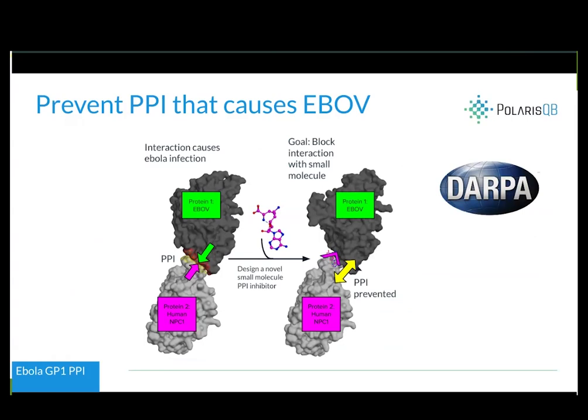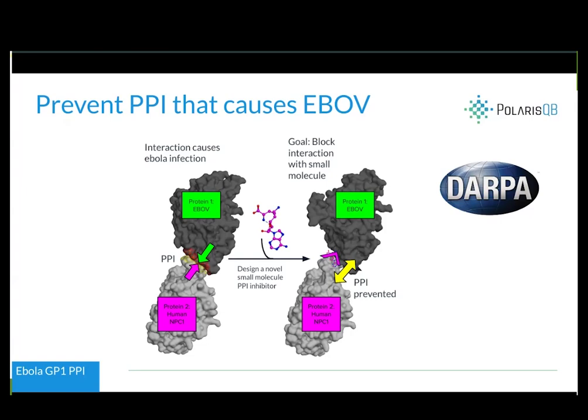So if this is outside of your area, one way to think about it is you can't shake hands with someone if you're holding a baseball. So we need to design a small molecule, which is that baseball, to put into the hand, which is the human protein. And if the hand is holding a baseball, it can't shake hands with the Ebola virus. So this is what we mean when we say we're trying to inhibit the protein-protein interaction with a small molecule.